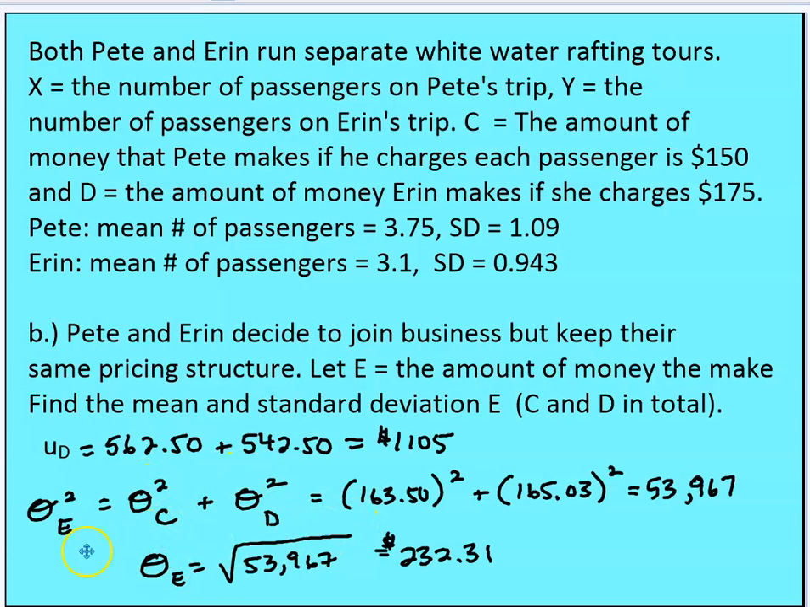So be careful with this equation here. Remember, we can't just add the standard deviations. We have to convert to variances, sum, and then take the square root. So the standard deviation of the total is the square root of the sum of the squared standard deviations for each, Pete and Aaron. So we end up with 232.31 as a standard deviation for the combined trip for Pete and for Aaron.